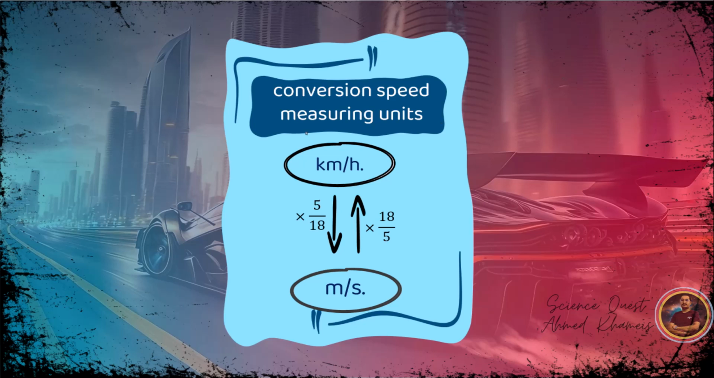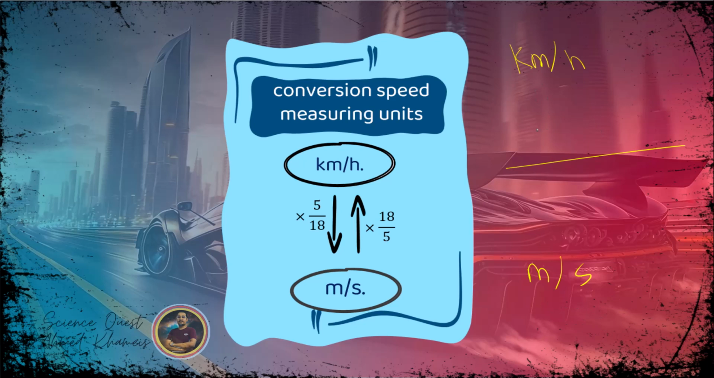So if we have kilometer per hour and we need to convert it to meter per second, from kilometer to meter is 1000, and from hour to second is 3600. So that will give us 5/18. So if we directly convert the speed measuring unit from kilometer per hour to meter per second, we multiply by 5/18. And if we convert from meter per second to kilometer per hour, we multiply by 18/5.